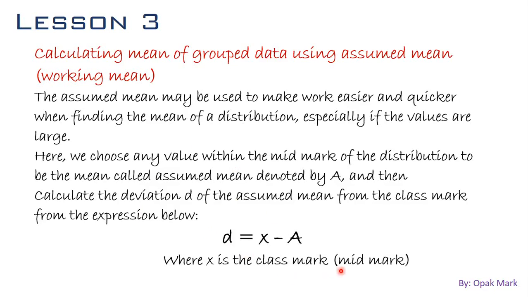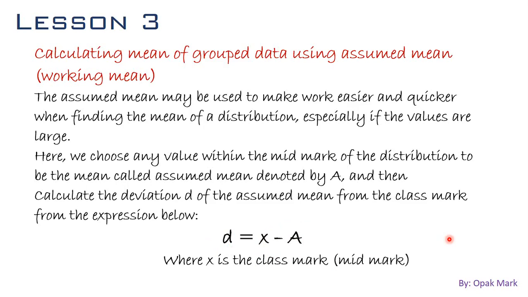Now when we talk of class mark or the mid-mark, it's not always that the values given will be marks. Sometimes it may be weight, so it will be the mid-weight. The data will not always be marks, but it may be weight or height, and we just get the mid-height or the mid-weight. That is the x. And then we get a deviation as x minus a, where a is the assumed mean.